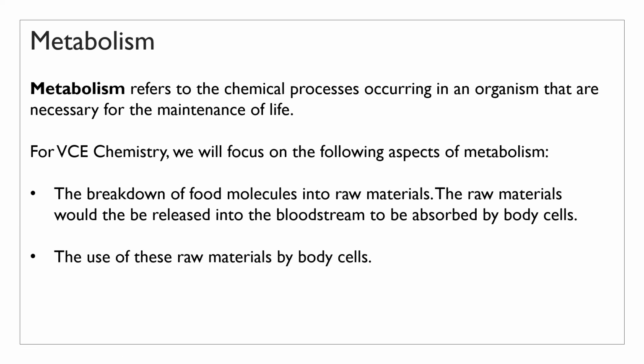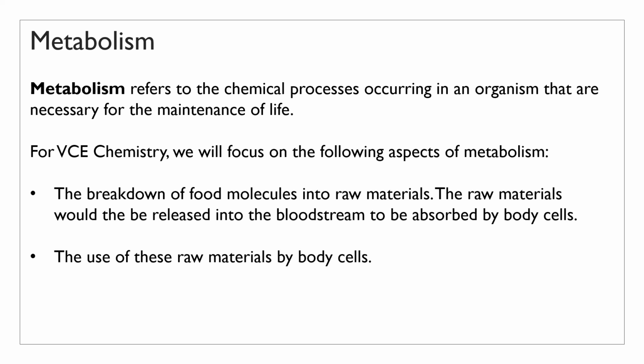The second process that we're going to look at is how the raw materials actually get used by body cells. For the most part, it's going to be via an anabolic reaction. So the raw material is used to rebuild the cell proteins or lipids or glycogen, if you will. But there's also a possibility that the raw material can be used for cellular respiration in the case of glucose. So it's not always an anabolic reaction.